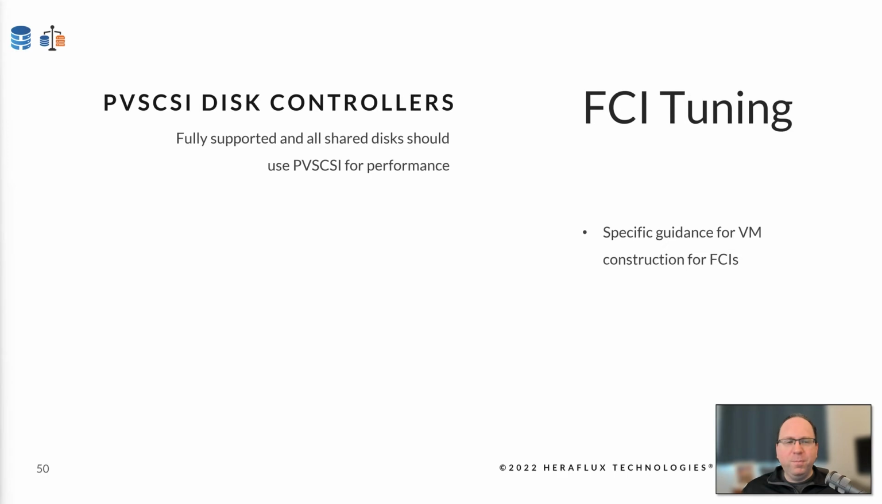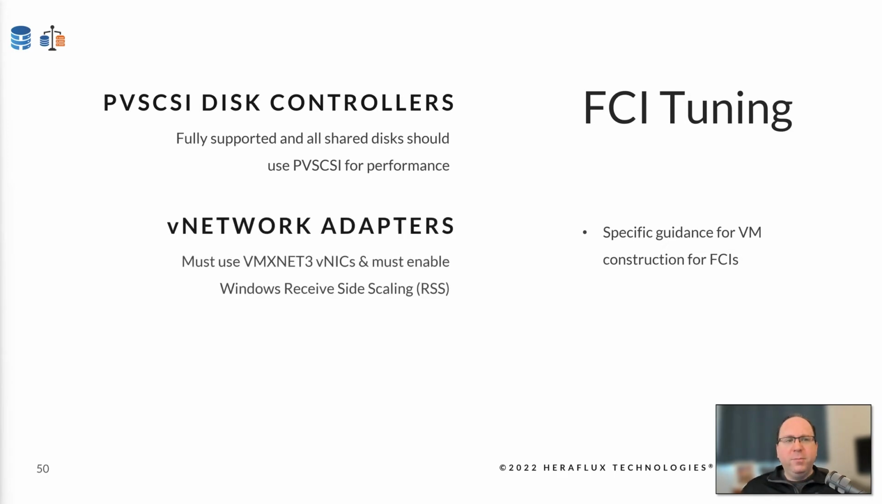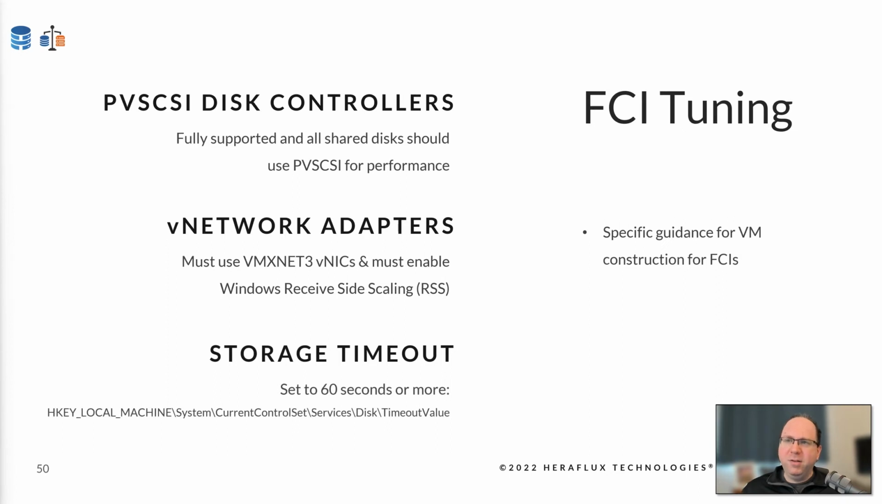It's faster. It works. For the network adapters, please, please, please use a VMXNet 3 network adapter type. And you must enable Windows Receive Side Scaling, or RSS. And VMware and Microsoft have some really good knowledge base articles on both of those. There's an additional storage timeout setting that I want you to go adjust. You can reference a link on the screen here, but set this to 60 seconds or more.